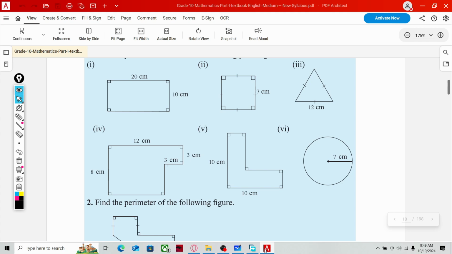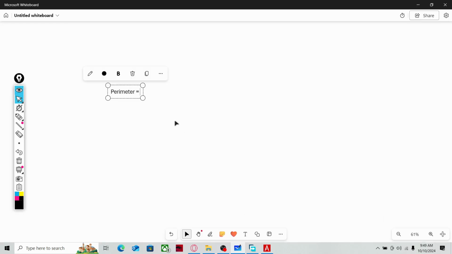So what was the perimeter of that figure? Perimeter is equal to what? Sum of all sides. So what were all the sides given? 12 plus 3 plus 3, plus what? The unknown length was 5, the breadth, plus 9, plus 8.